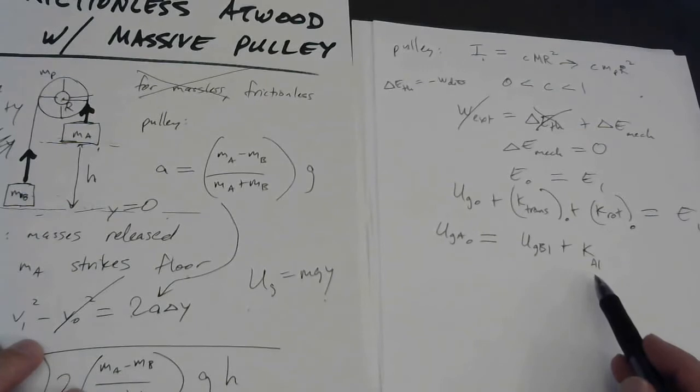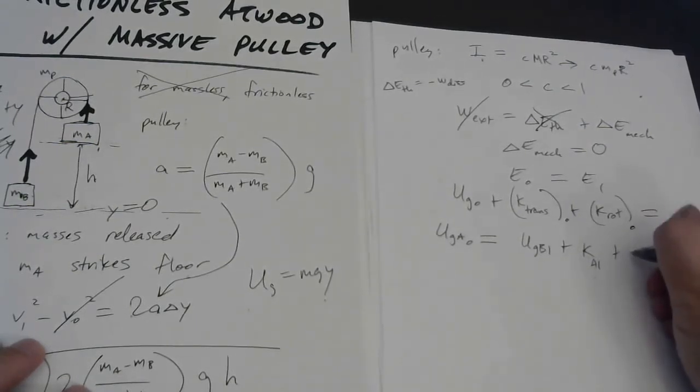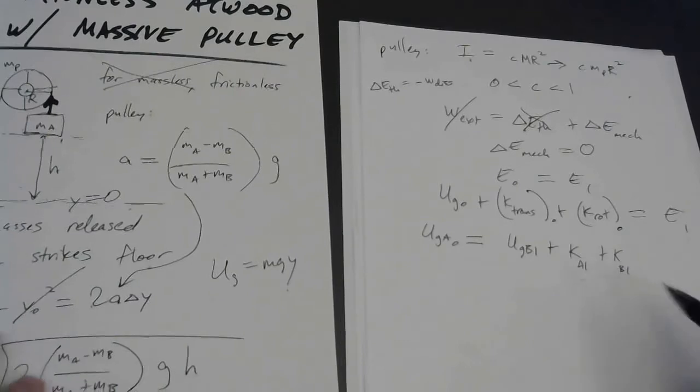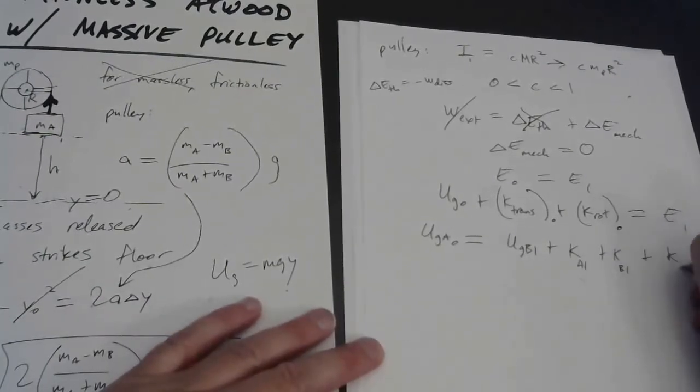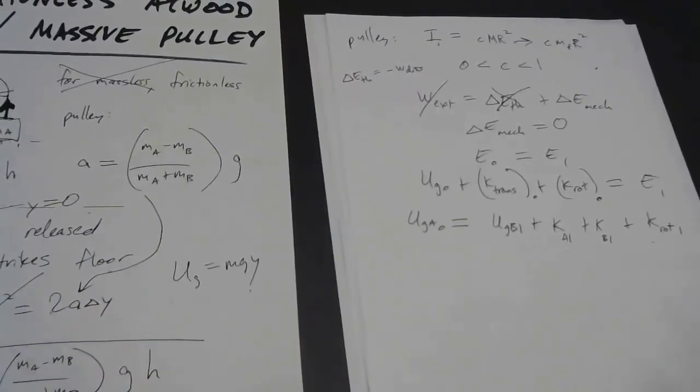I don't need to worry about the distinction between translation and rotation. They're both going to be moving because they're attached to the same string. KB1 is mass B's kinetic energy of translation at time 1. And then we will also have K rotational at time 1. And this will be the rotational energy of the pulley. So this is not a bad place to start. This is a little more formal, probably better for maximizing your partial credit.